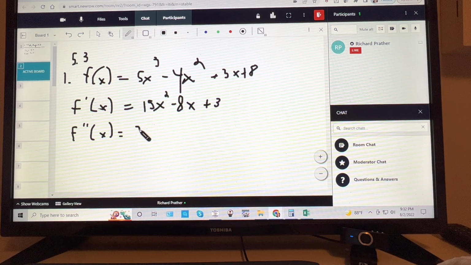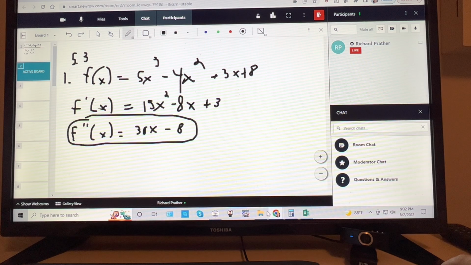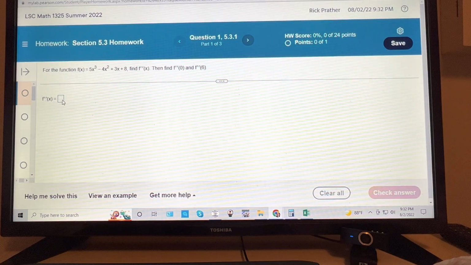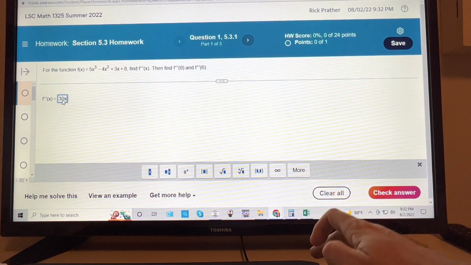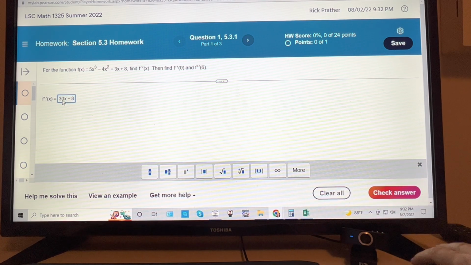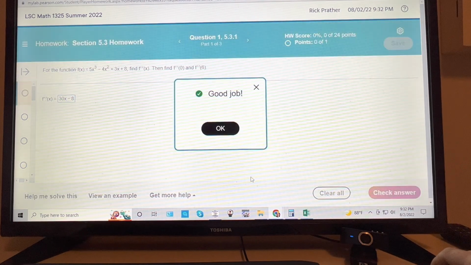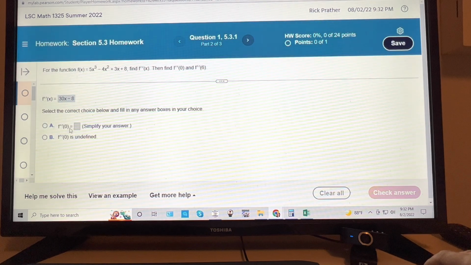15 times 2 is 30, x to the first, and then the derivative of 8x is 8, derivative of 3 is nothing. So first, just in general, what does the second derivative equal? It's 30x minus 8. So that's not any different than what you already know. You just may not have known that you could do it more than once. Then we can just plug values into that. In fact, it's going to be helpful when we're looking for our max and mins in a minute here.